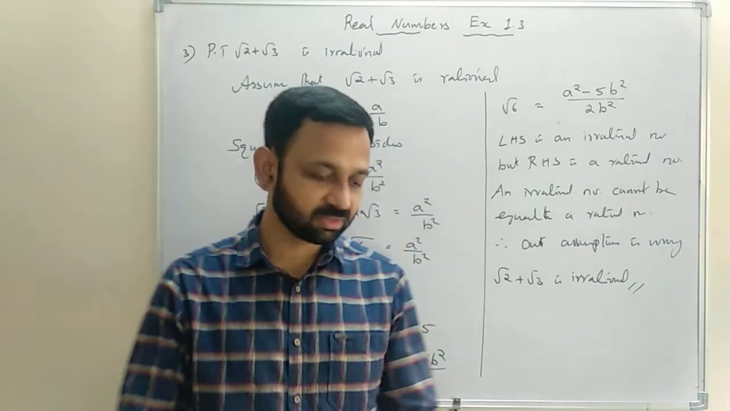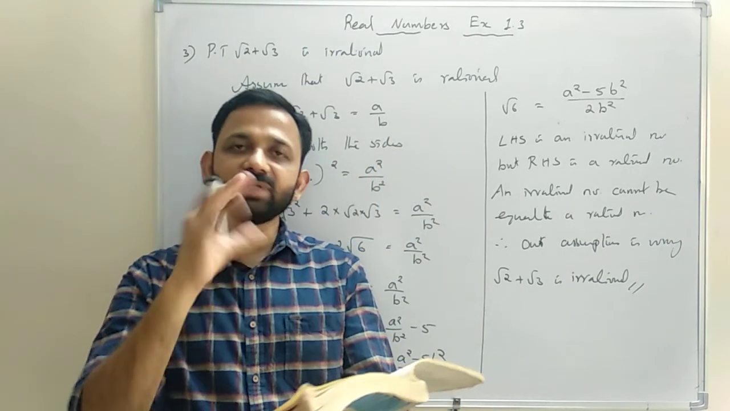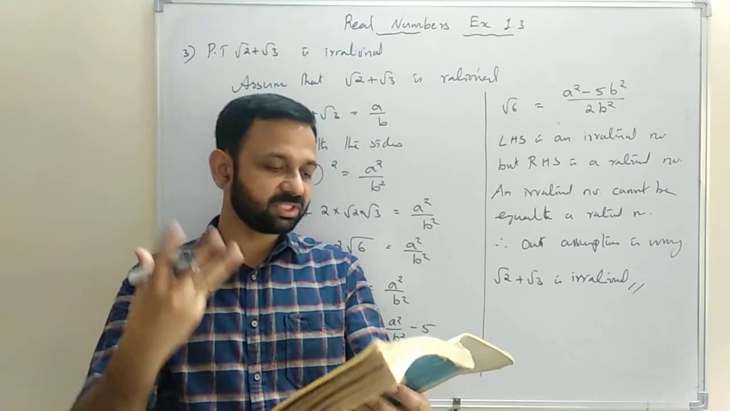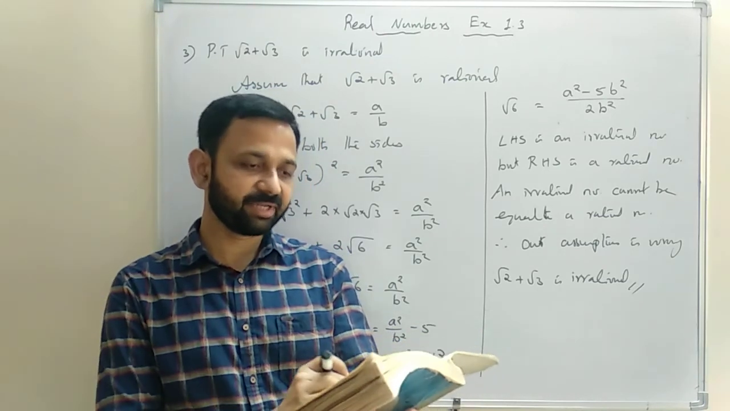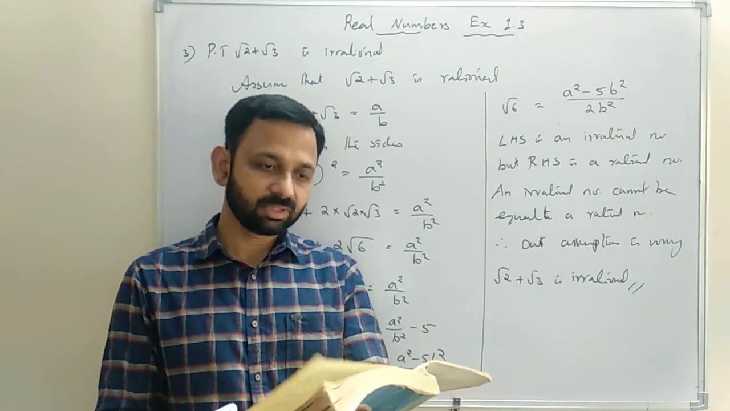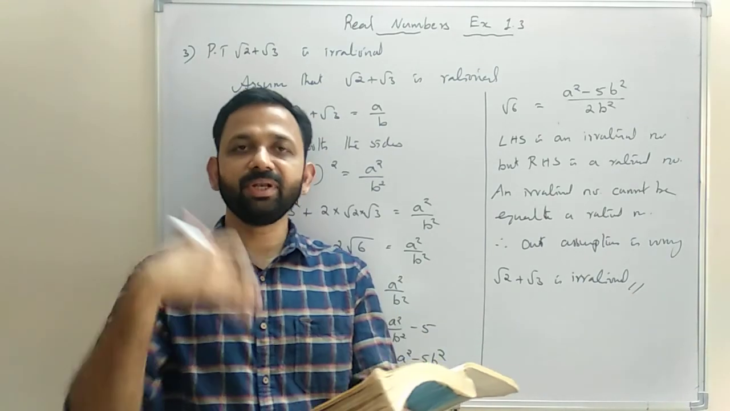Similarly, we can do these questions. And here, prove that root 2, root 5, root 7, etc. are irrational. That type of questions are very, very important. We have one more exercise that we will do in the next video.